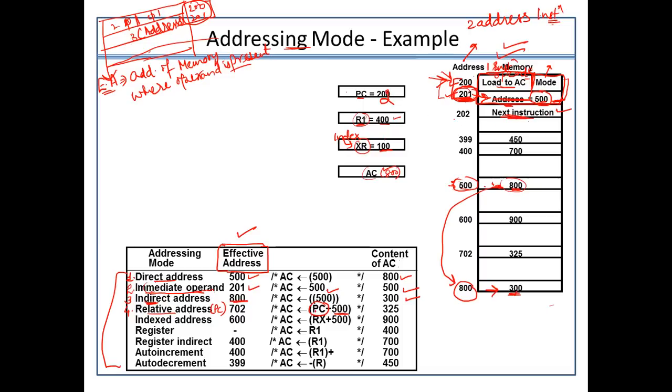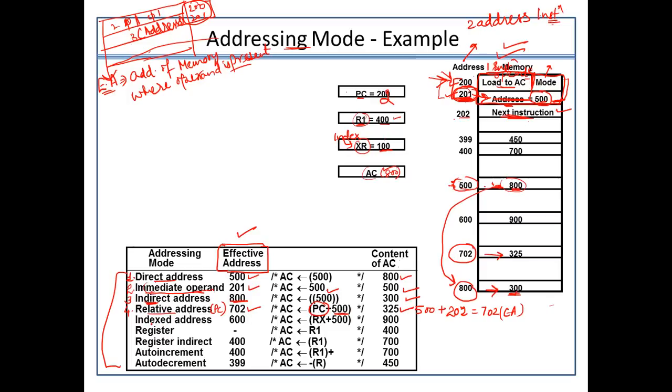So here what we are going to get is 500 plus the value of the program counter for the next instruction, which leads me to 702 as the effective address. So that's why 702 is the effective address. I will go to the 702 value within the memory to get the operand value. The operand available here is 325.